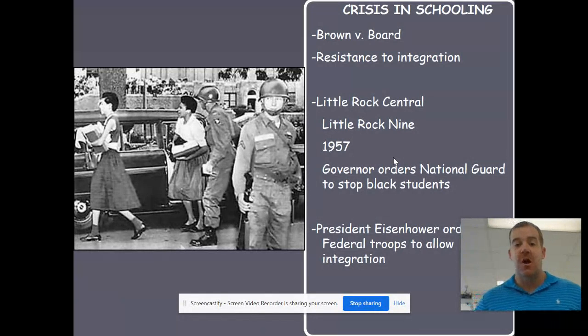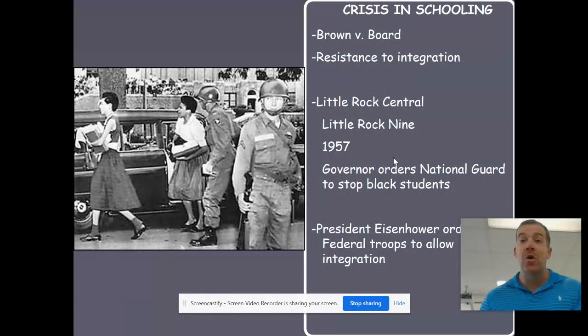So in Little Rock, Arkansas, they tried to integrate Little Rock High School. There are 9 students, known as the Little Rock 9, 9 African American students trying to integrate the school. Well, the governor, I think his last name was Faubus, I can't remember his first name, orders the National Guard, because that's who the governor is in charge of, to block the students from coming in, to stop the African American students from coming into the high school there. He doesn't want to integrate the school.